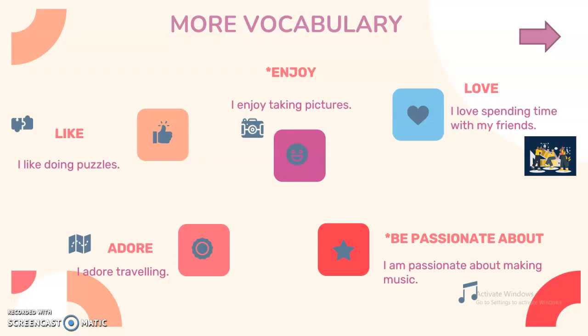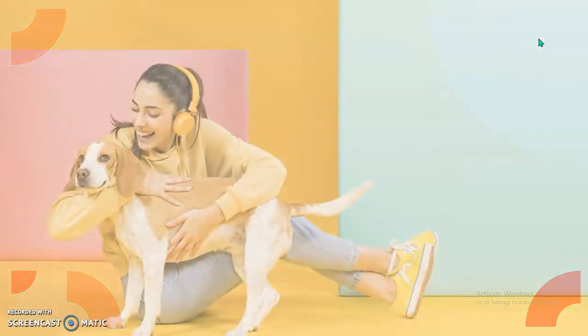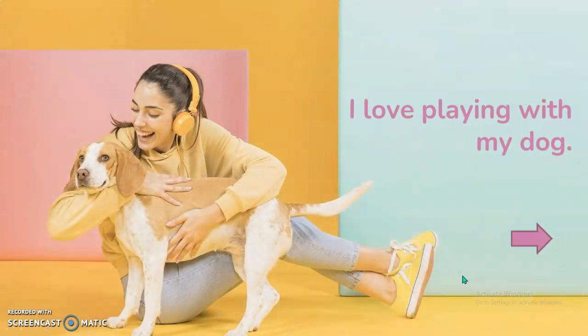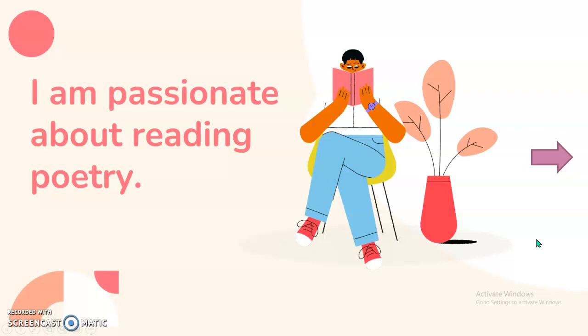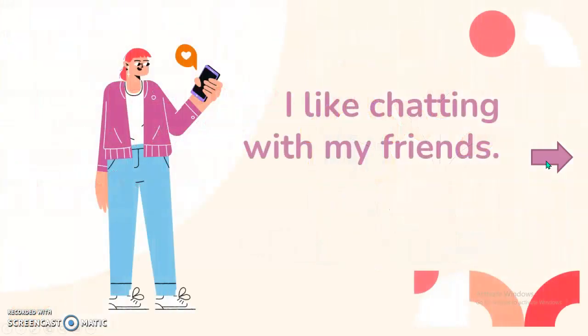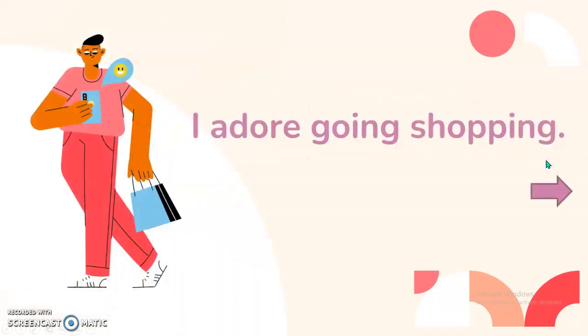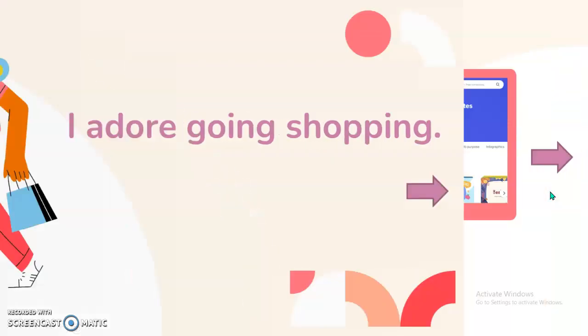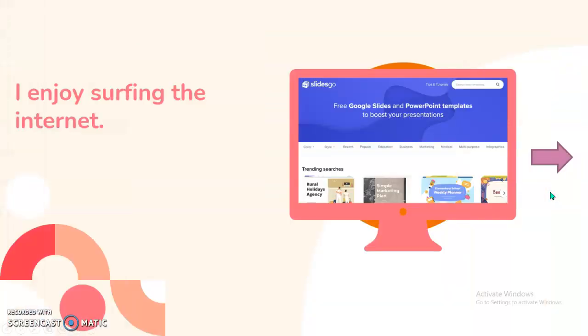Let's look at more examples. I love playing with my dog. Me encanta jugar con mi perro. I am passionate about reading poetry. Me apasiona leer poesía. I like chatting with my friends. Me gusta conversar con mis amigos. I adore going shopping. Yo adoro ir de compras. I enjoy surfing the internet. Yo disfruto de navegar en internet.